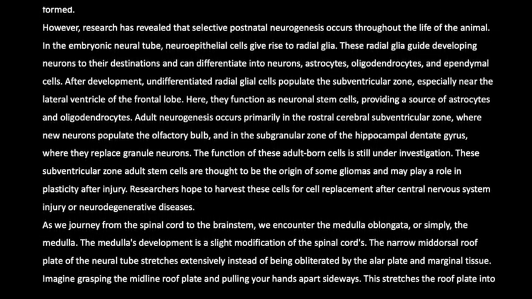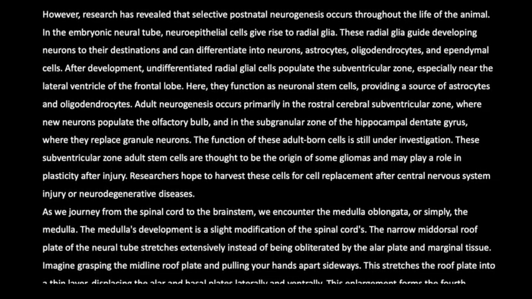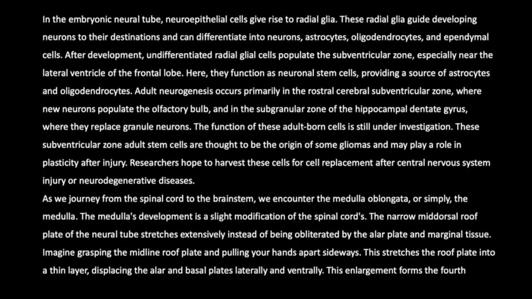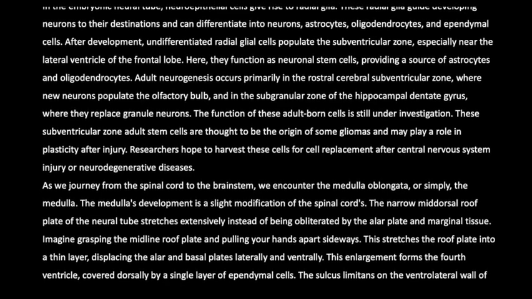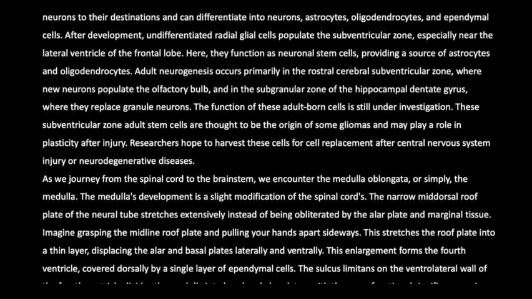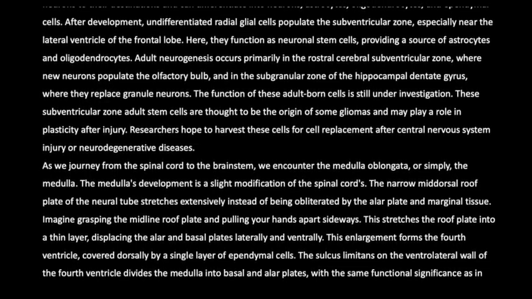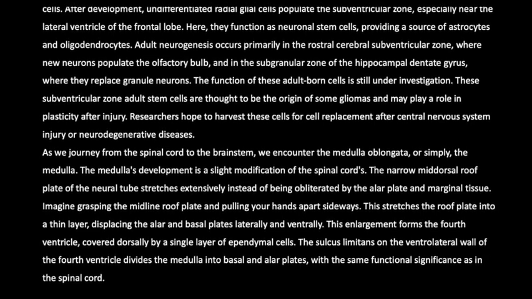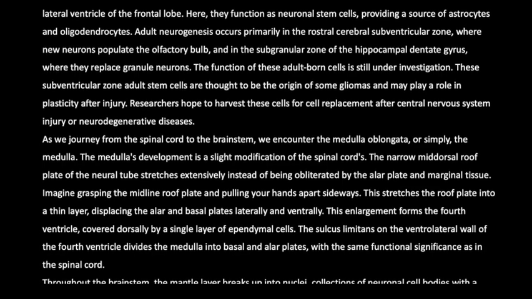Adult neurogenesis occurs primarily in the rostral cerebral subventricular zone, where new neurons populate the olfactory bulb, and in the subgranular zone of the hippocampal dentate gyrus, where they replace granule neurons. The function of these adult-born cells is still under investigation. These subventricular zone adult stem cells are thought to be the origin of some gliomas and may play a role in plasticity after injury. Researchers hope to harvest these cells for cell replacement after central nervous system injury or neurodegenerative diseases.